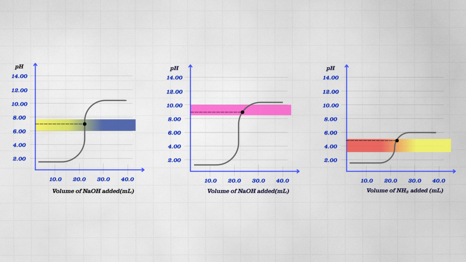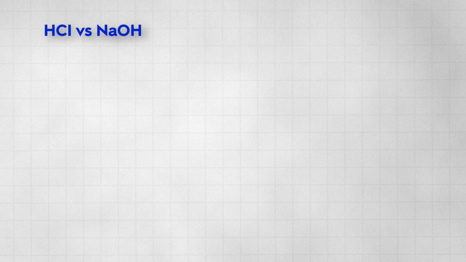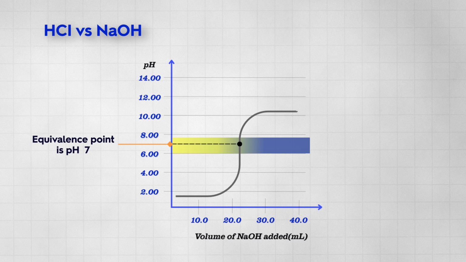Now, selection time. Match the indicator's range to the steep jump on your titration curve. That's where a tiny volume change causes a big pH change, so the color flip is crisp. For hydrochloric acid versus sodium hydroxide, the equivalence point is at pH 7. Bromothymol blue has a range of 6 to 7.6, so it fits perfectly.